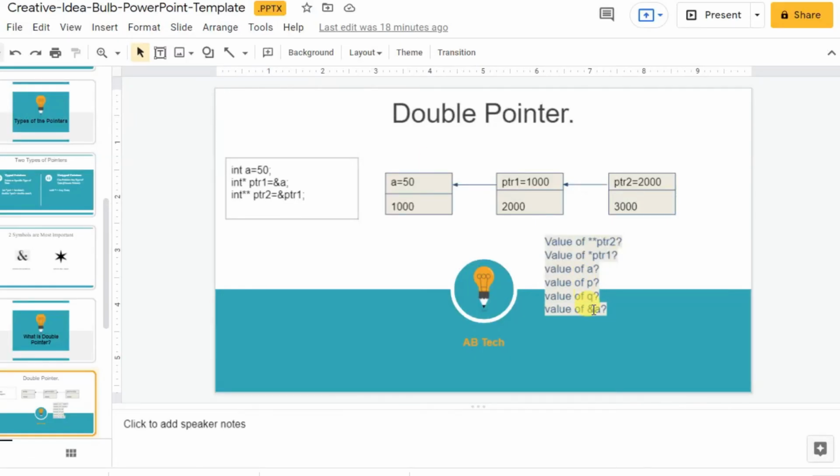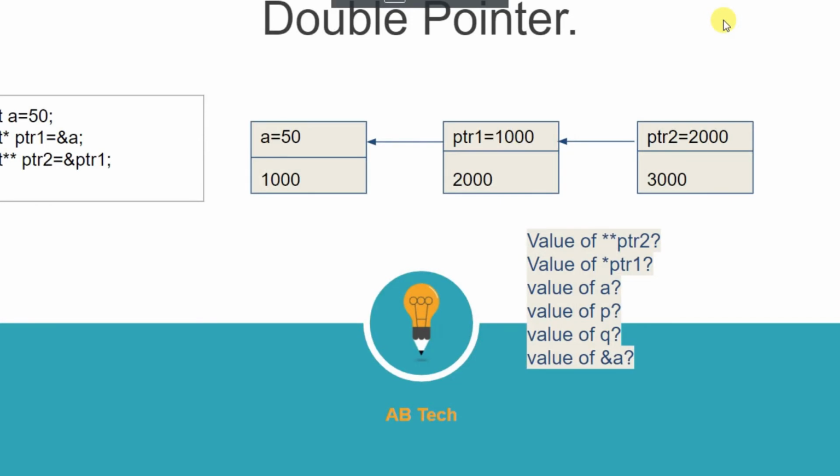Always understand, when we use a star, we will get the value. When we use a normal variable name, we will get the address. Okay, so that is what a double pointer is. Now you can create double pointers, or you can use single pointers, it's up to you. It will vary according to the application which you are developing. Okay, so that is what a double pointer is.